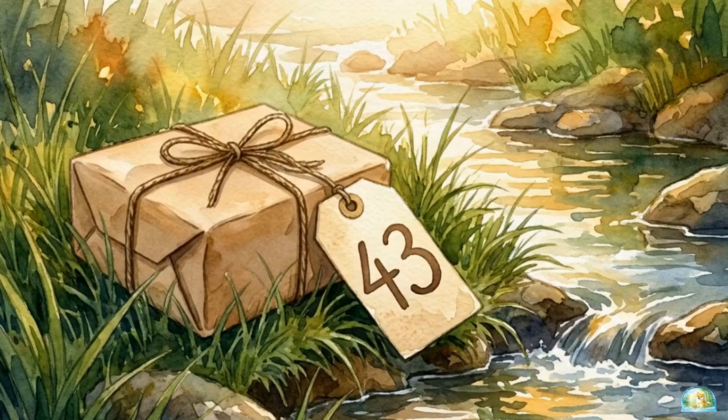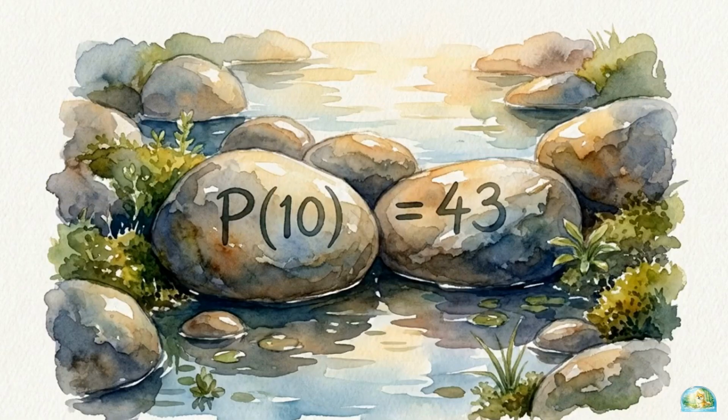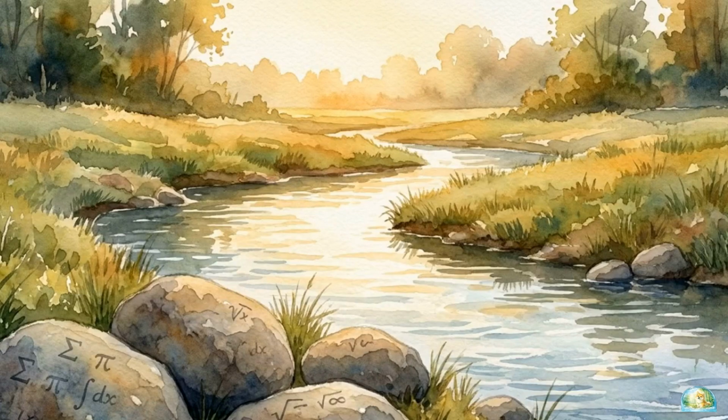That number translates directly back to our scenario as the mailing price for a 10-pound package. P(10) = 43, the price for mailing 10 pounds. Plugging in a specific input turns a general formula into concrete, actionable data.